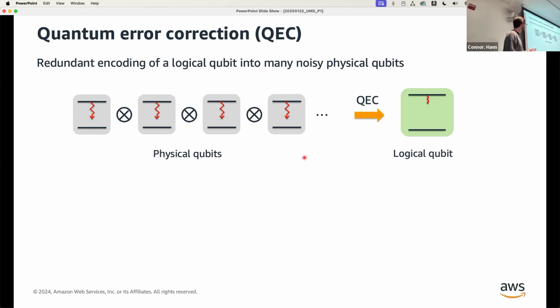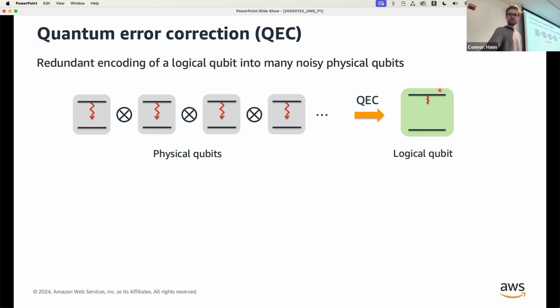So as many folks in the audience, I'm sure know, the basic idea here is that in order to protect quantum information using error correction, what we want to do is somehow redundantly encode a logical qubit across many physical qubits, such that even if these physical qubits suffer from noise and errors, the logical information is still preserved and maintained. And so in this little cartoon that I have here, the physical qubits are represented by these 2-level systems in the gray boxes, where the red line indicates that these qubits are noisy and error-prone.